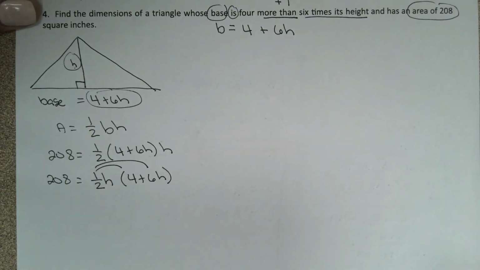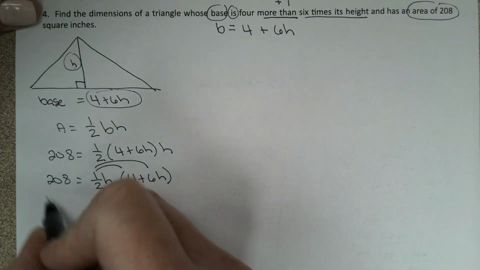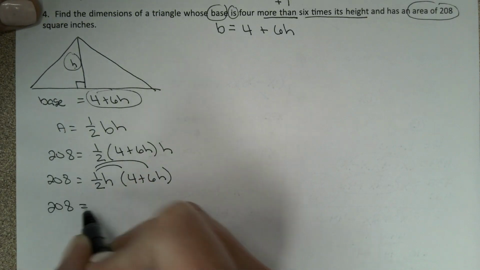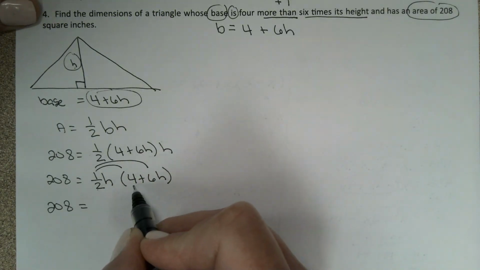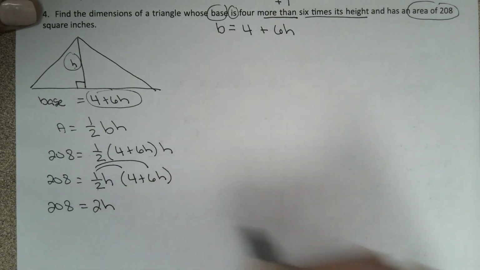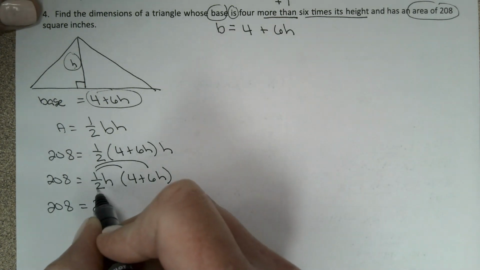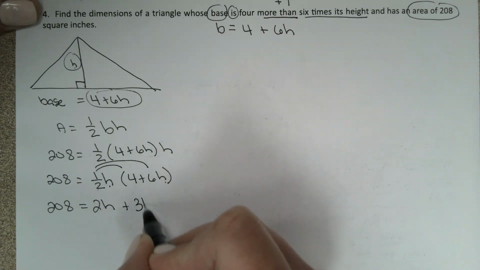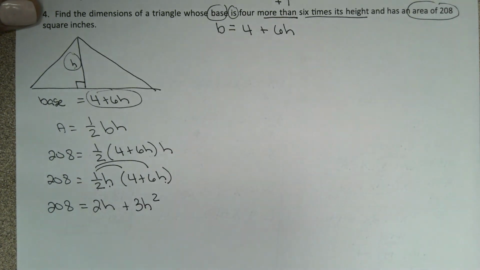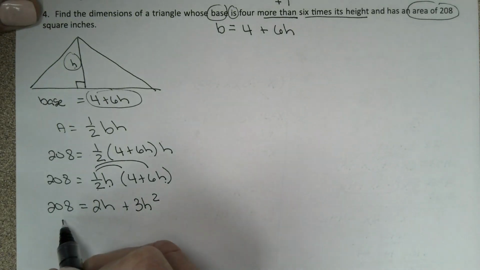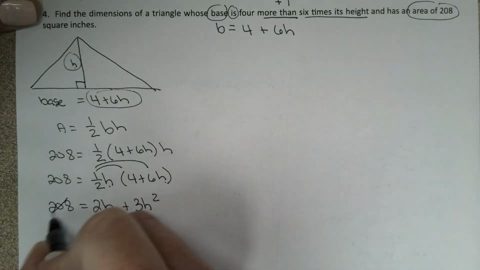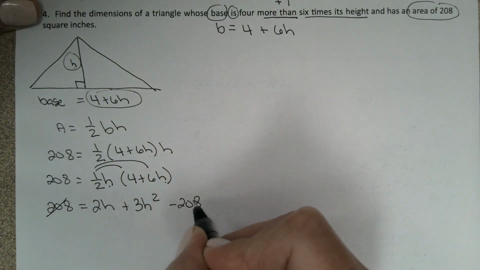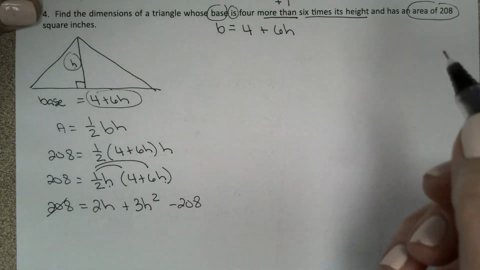I'm going to distribute to get rid of your parentheses. So 208, 1/2 times 4 is 2, h is still there. 1/2 of 6 is 3, and h times h equals h squared. Your equation has to be equal to 0, so I'm going to subtract the 208 to the other side.